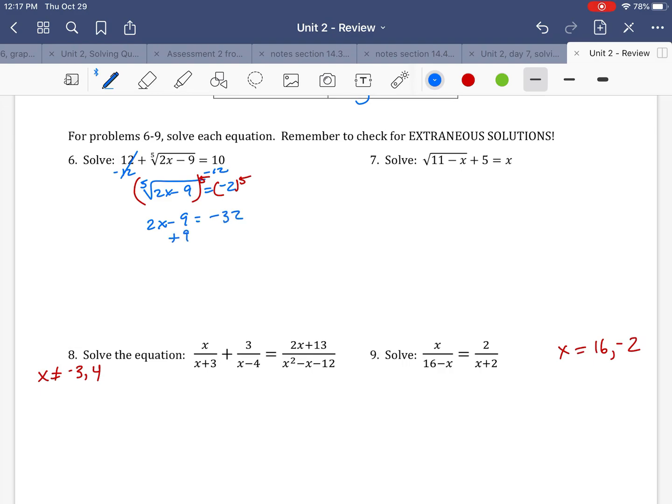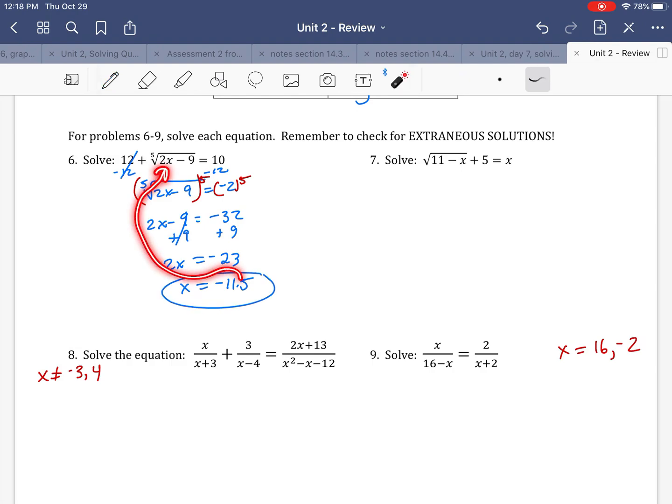Then I just keep solving. This comes out to negative 23. So 2 goes into 23, it makes 11.5, negative 11.5. All right, and so you would do a quick check. You would plug negative 11.5 back into here, make sure that it all works out, and it does. It comes out to 10 when you work it all out.